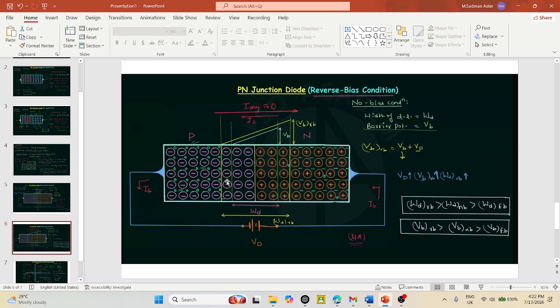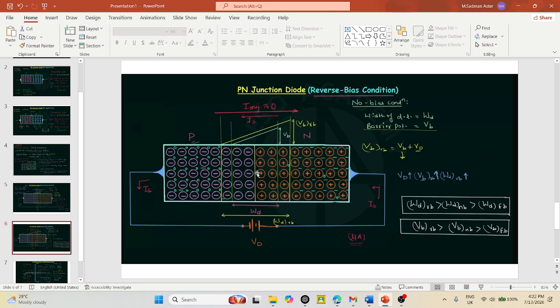Due to the high potential barrier and high depletion region width, no current flows through the p-n junction due to the majority charge carriers, as this high potential barrier hinders their flow. But I have said previously that a small amount of current flows through the p-n junction due to the minority charge carriers. In n-type, the minority charge carriers are holes. In p-type, the minority charge carriers are electrons.